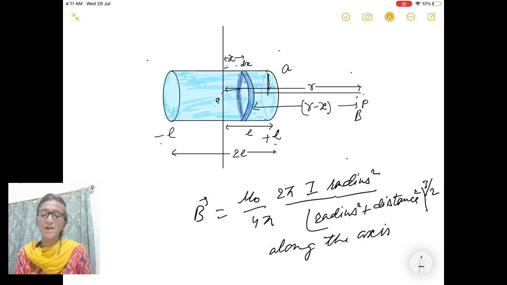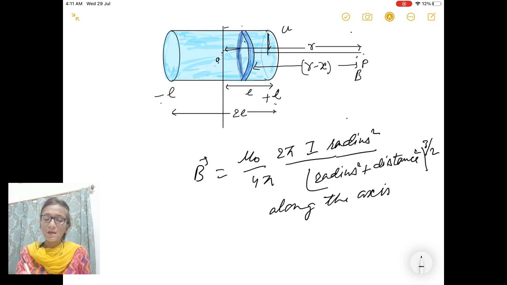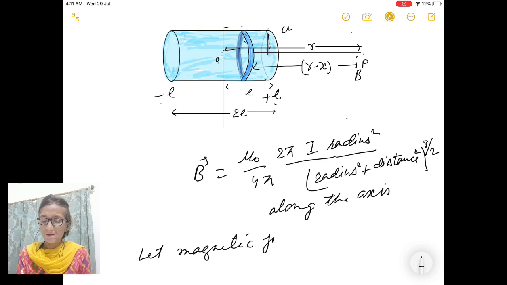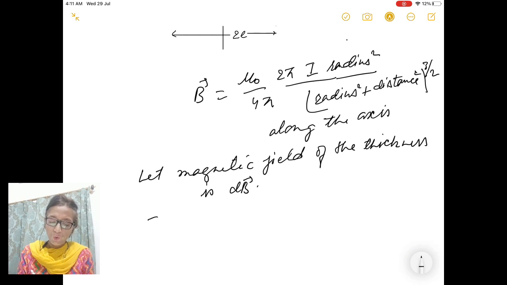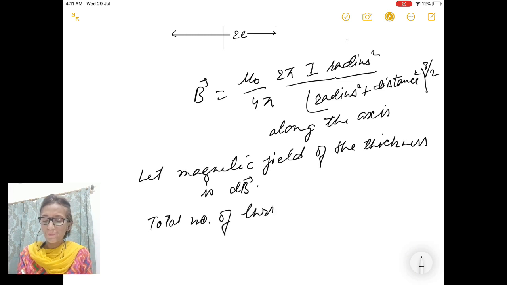So this is the magnetic field by a circular loop. If we take this field to be dB, of the thickness dx, the total number of turns of the solenoid is capital N.